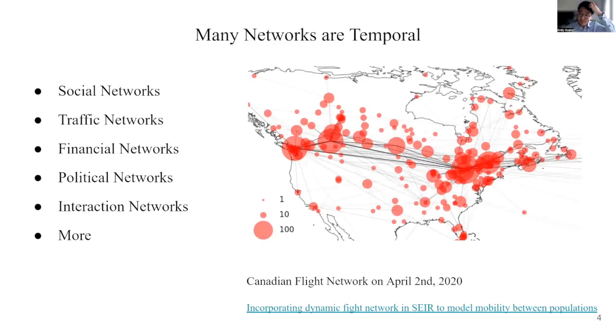So as a very short introduction slide, because we are the temporal graph reading group, we know that many networks are temporal. So the visualization you see on the right is the Canadian flight network on April 2nd, 2020. Many of these networks change significantly over time, including social networks, traffic networks, financial networks, political networks, interaction networks, and more.